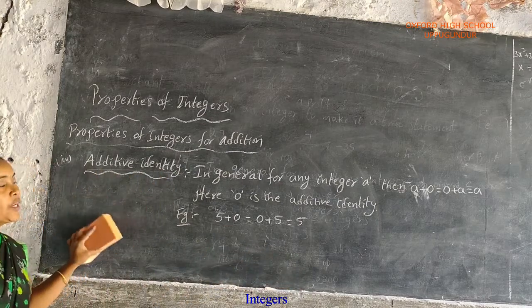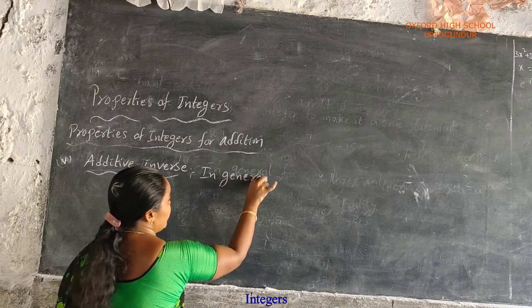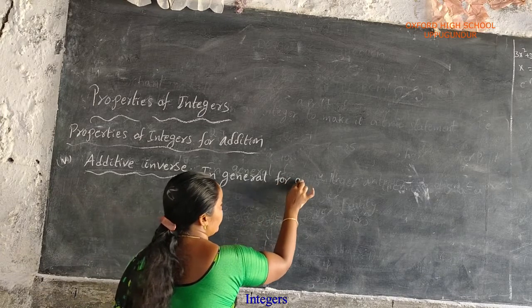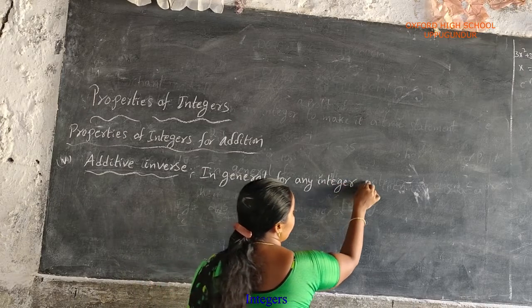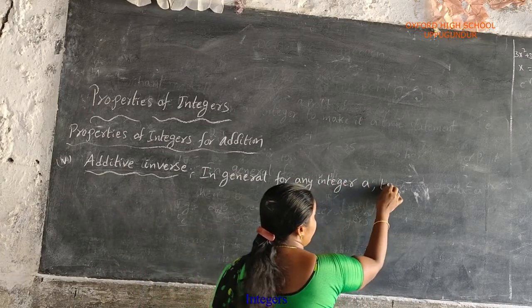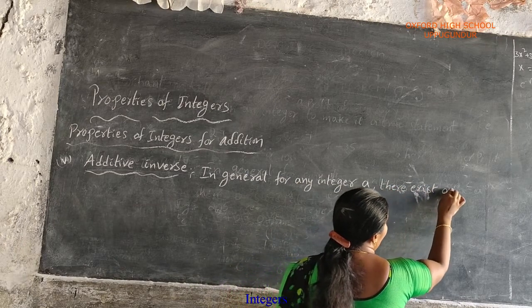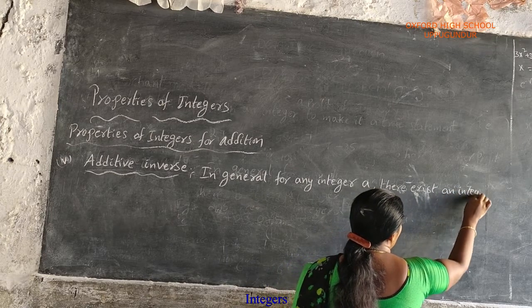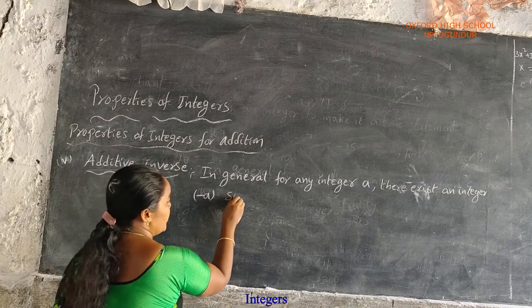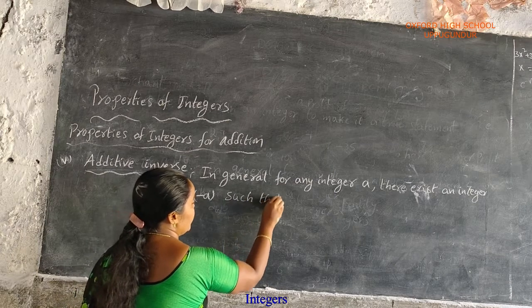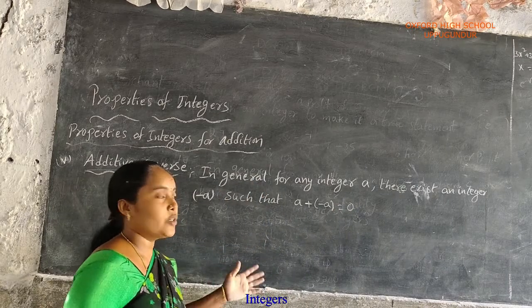Okay. Next, additive inverse. In general, for any integer a, there exists an integer minus a such that a plus (minus a) equals 0.